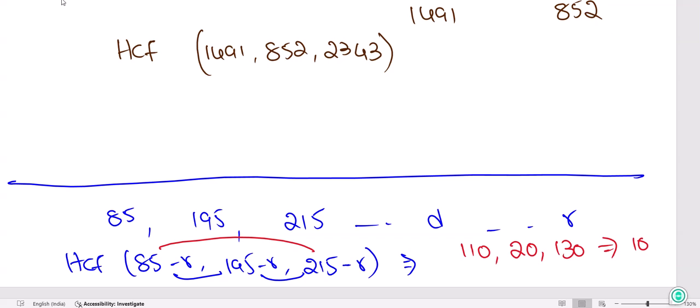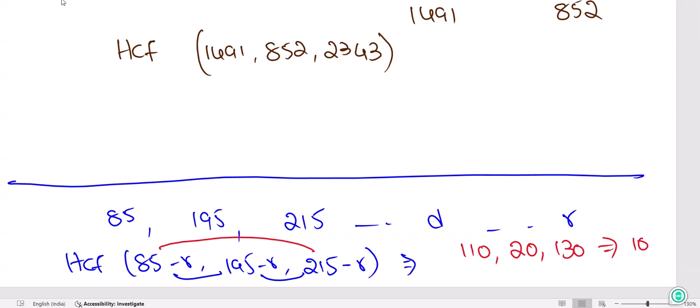And I said factors also, because 5 is a factor of 10. 5 also will satisfy that. If 85 divided by 5, remainder 0. 195 divided by 5, remainder 0. 215 divided by 5, remainder 0. But that 5 is not the greatest number. Remainder same, but I want the greatest number. 2 also it will satisfy, you check. 10's factors: 10 is divided by 1, by 2, by 5, by 10. Among them the greatest is 10.